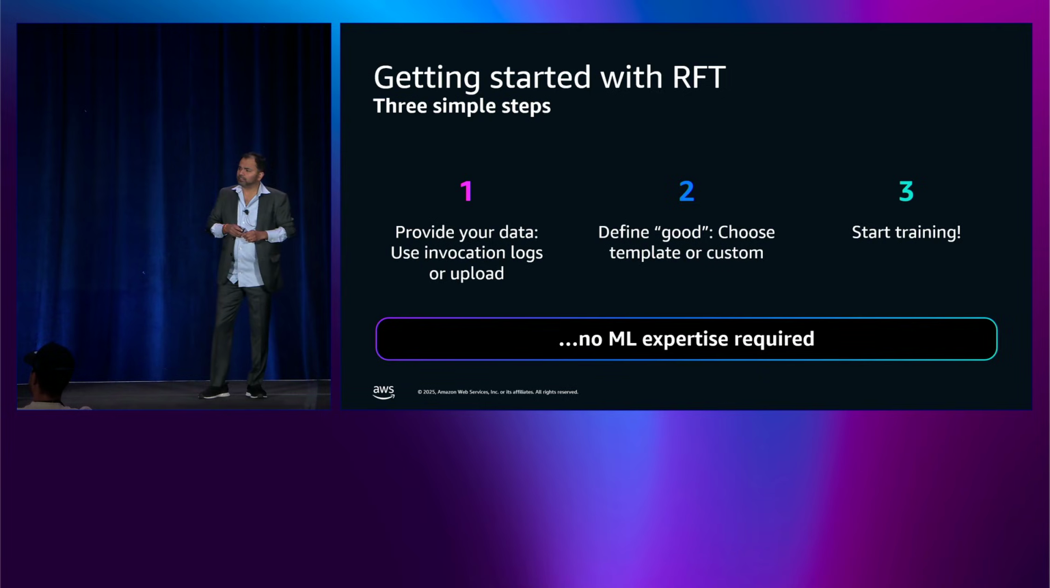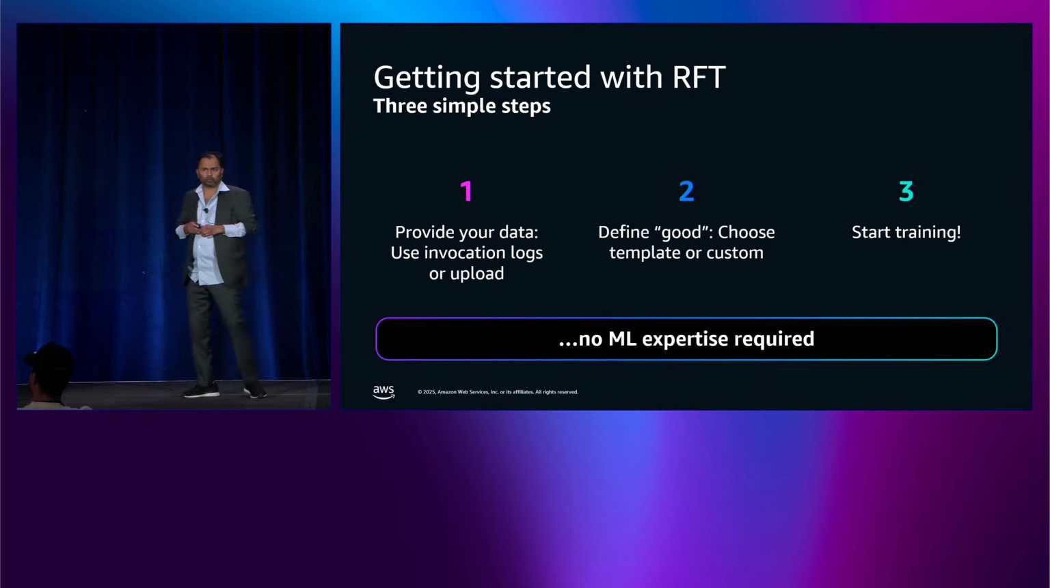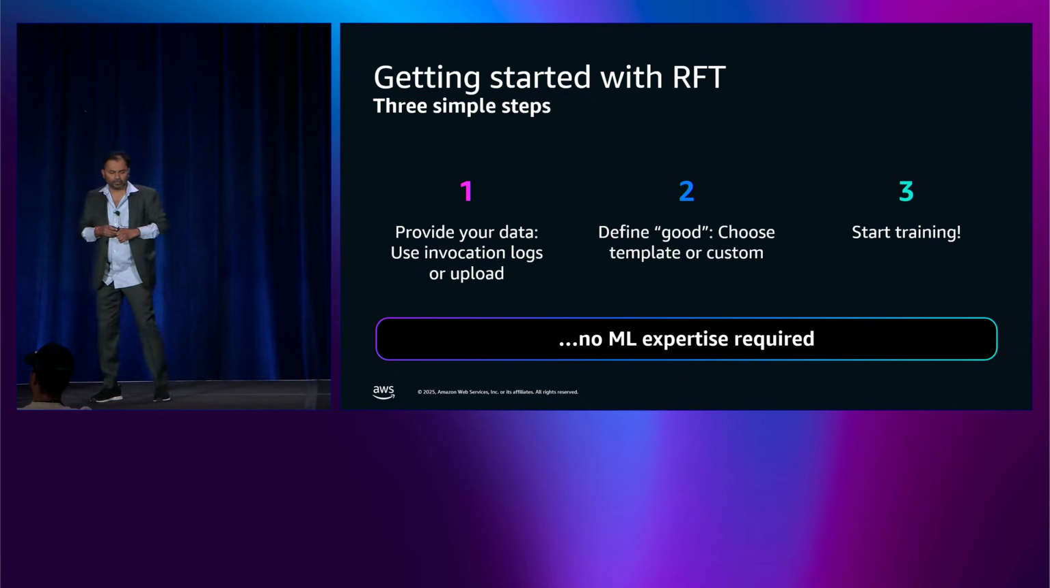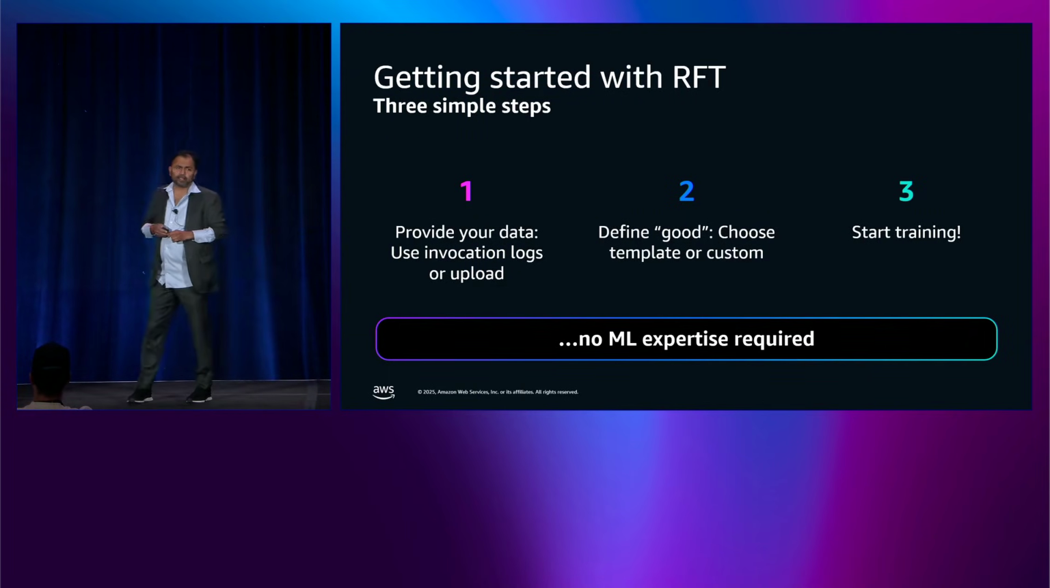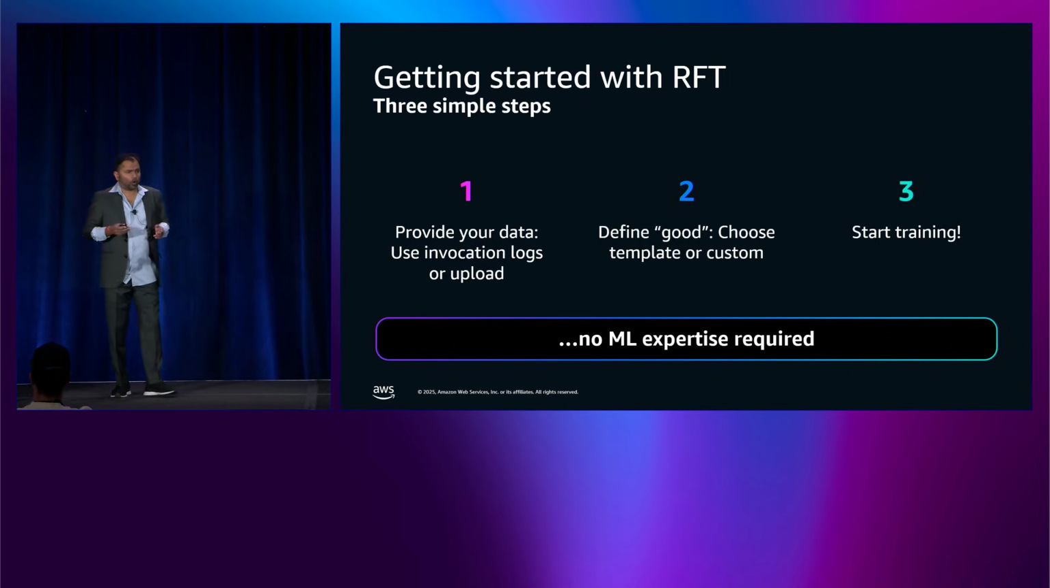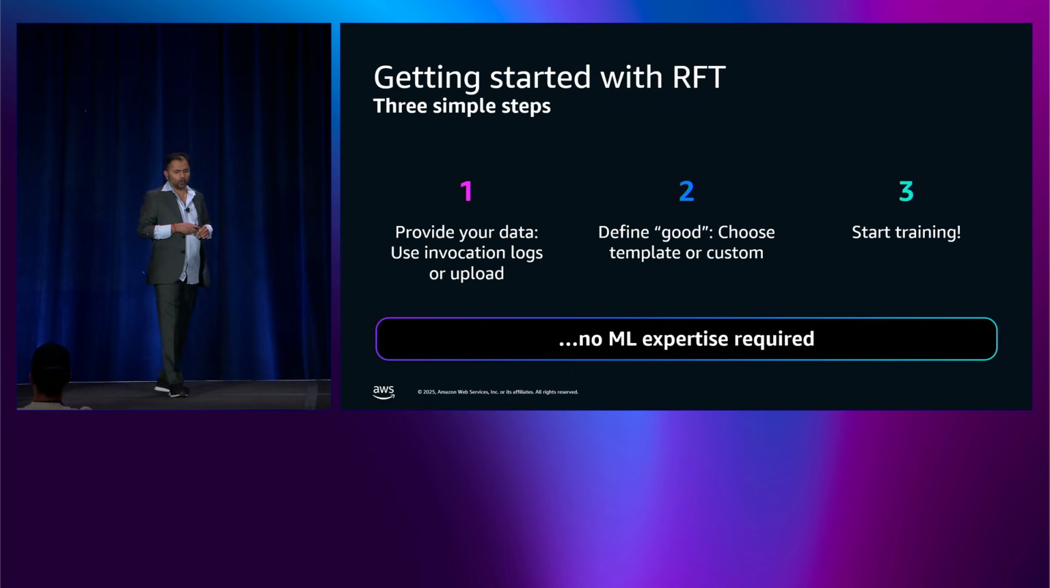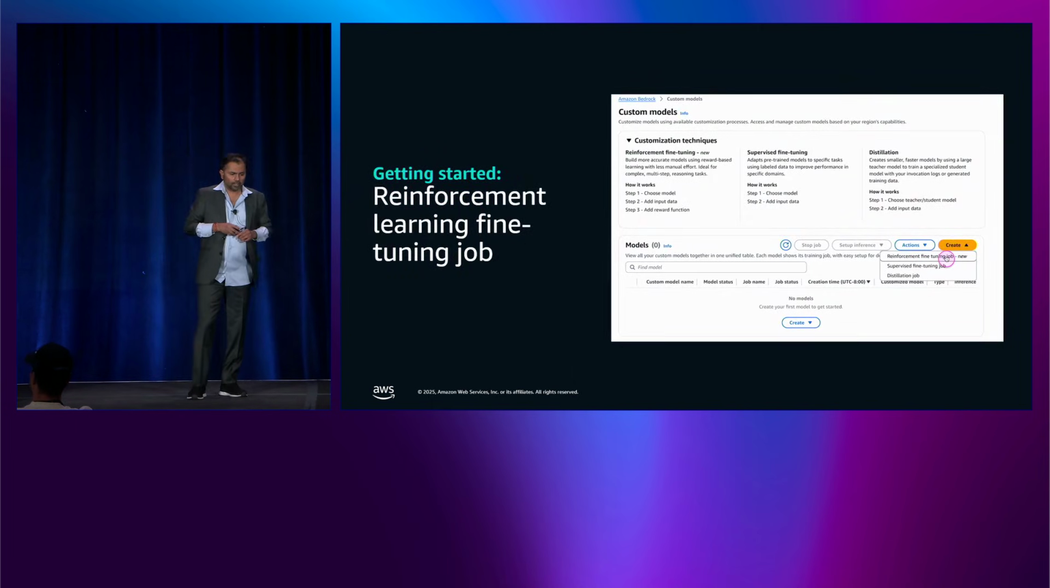It's pretty easy, 3 simple steps. Number 1, provide your data from multiple sources. We'll see those sources. Number 2, define what good looks like via our out-of-box templates. You can create your own custom reward function as well using a Lambda. And then start training. Once the training is finished, deploy the fine-tuned model with our on-demand inference, pay-as-you-go, with no ML expertise required.